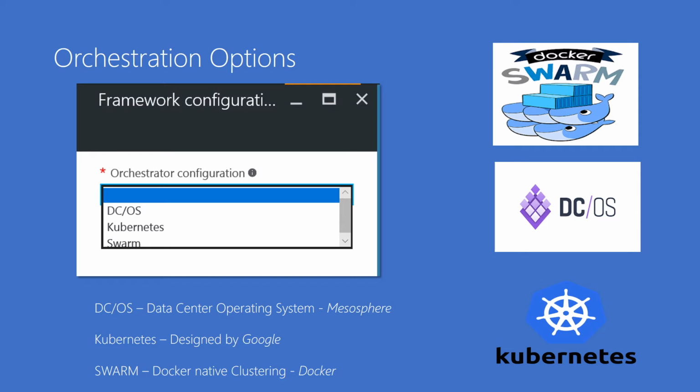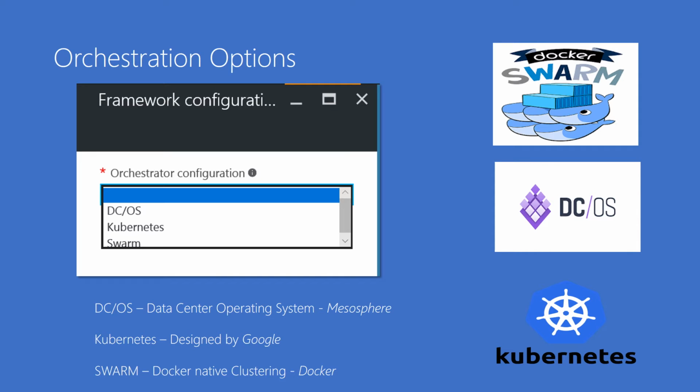DCOS is the data center operating system. It is a distributed operating system based on Apache Mesos distributed systems kernel. Kubernetes, designed by Google and donated to the Cloud Native Computing Foundation, aims to provide a platform for automating deployment, scaling, and operations of application containers across clusters of hosts.